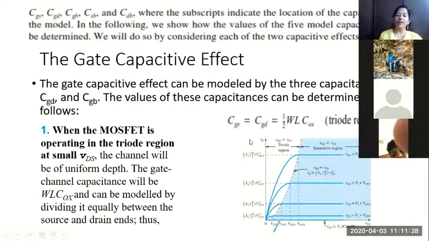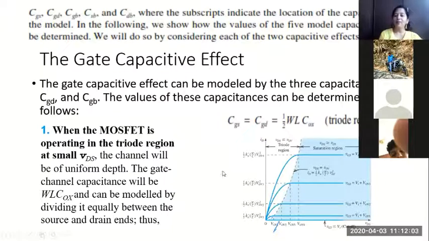So we'll divide it into half. This is just an approximation, so don't worry about this. You just remember CGS and CGD will be half WLCox in the triode region. So gate to source and gate to drain capacitances. And this is the total capacitance we consider as WLCox because we have considered two separate values. One is from gate to source, one is from gate to drain. We'll just divide it into half and consider this.